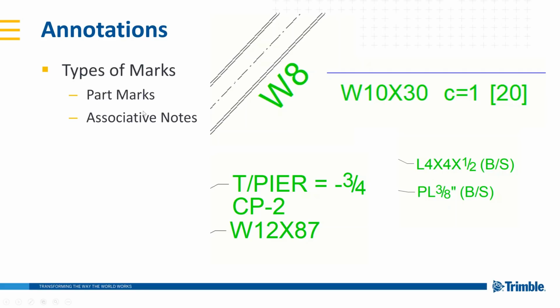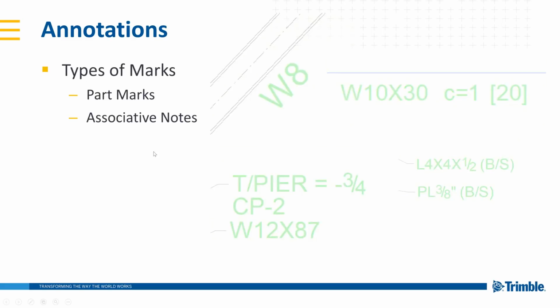However, associative notes I can't automate the creation of, but I can come in and select a member, right click and say add associative note. I have all the same types of options as I do for part marks on associative notes, but I can also have more than one. So if I need to add some additional intelligent information, calling out an attribute of a part in a different mark than a part mark, an associative note is a great way to do that.